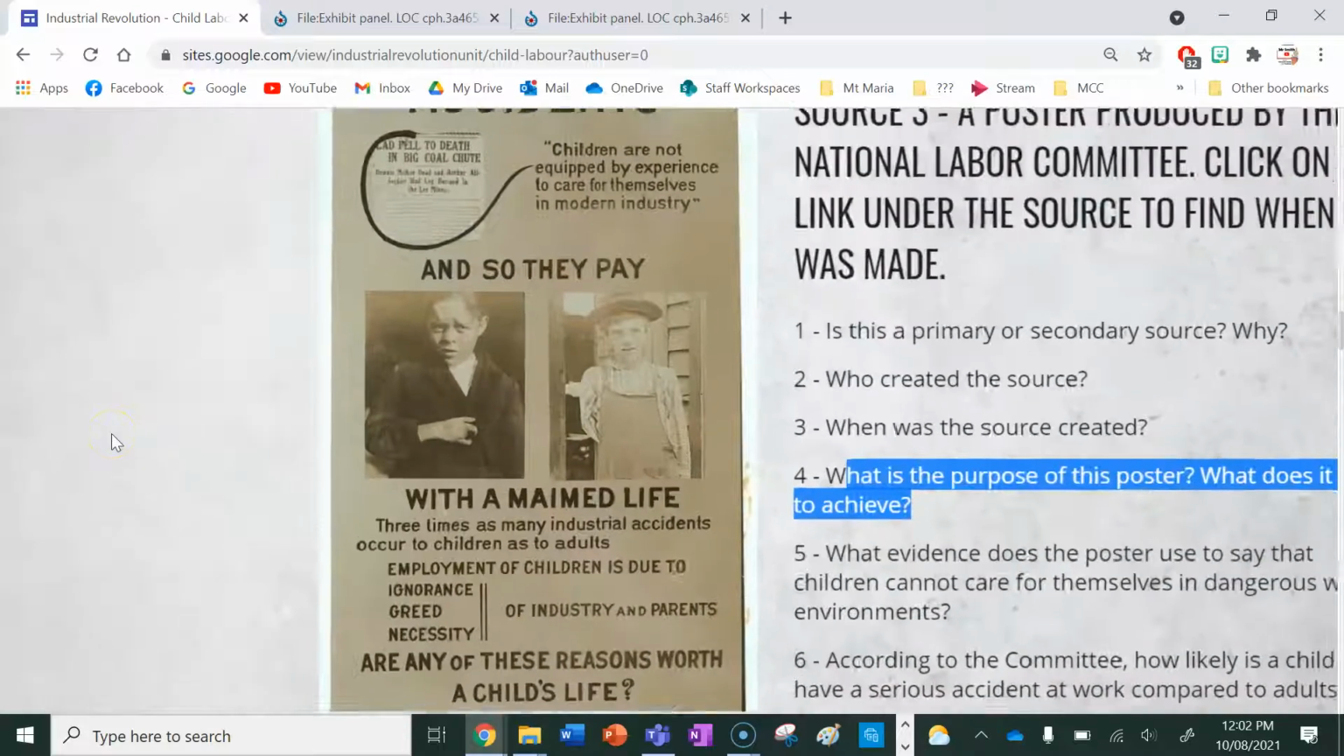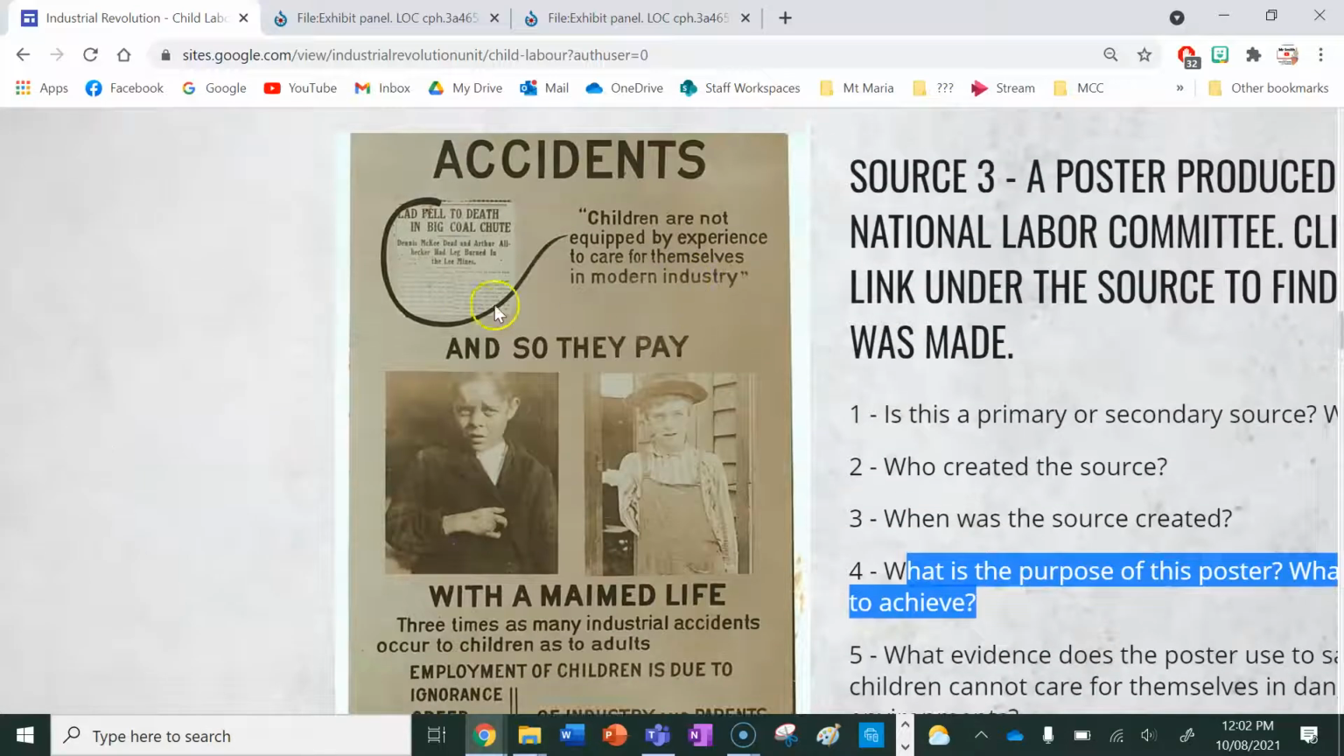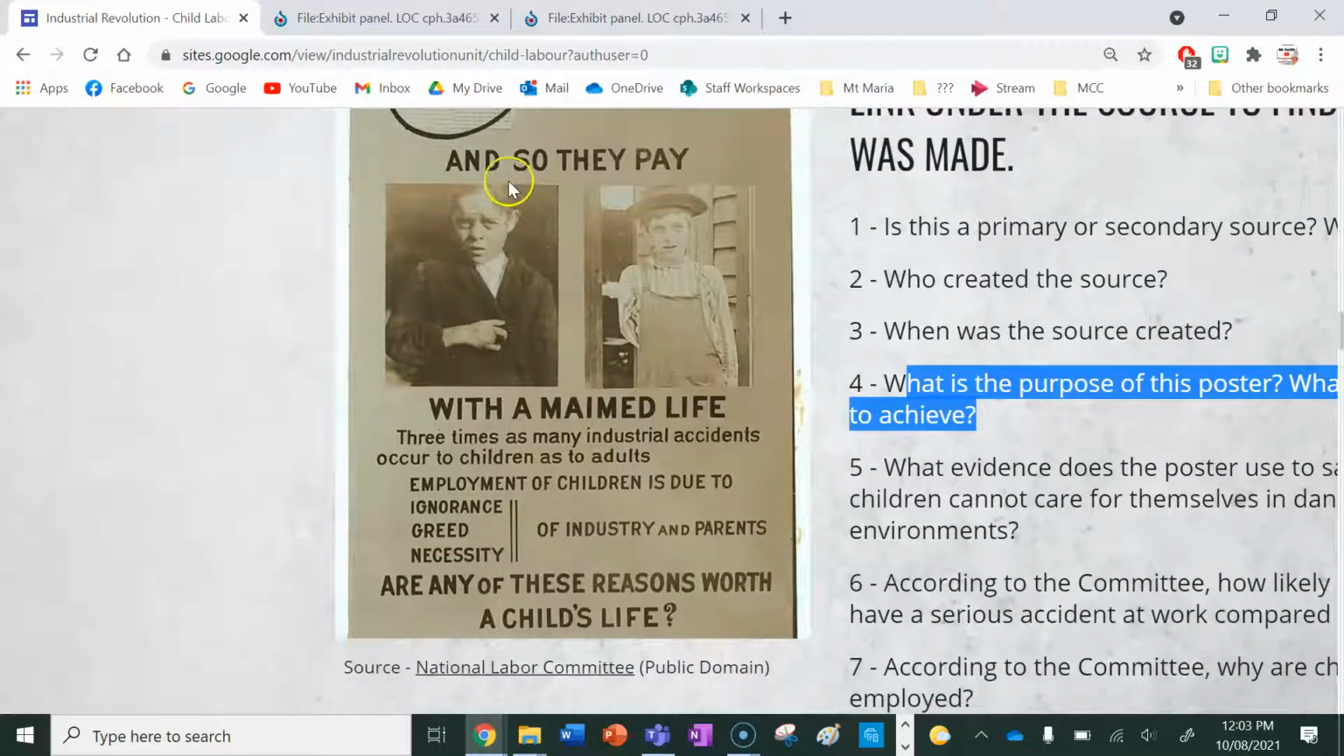So let's have a look at the poster here. To start off, we've got children are equipped by experiences to care for themselves in modern industry. So essentially the poster is referencing an article where a little boy fell in a big coal chute and died, to prove the point that children are not equipped to care for themselves in the workplace. And these are some examples of some boys who have died in the workplace during the Industrial Revolution.